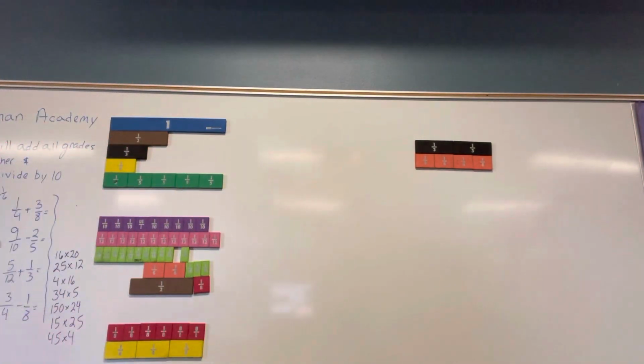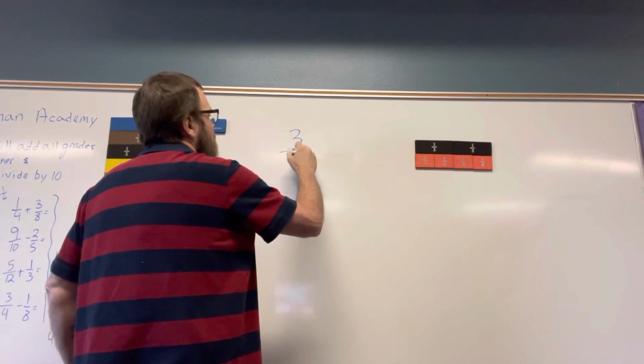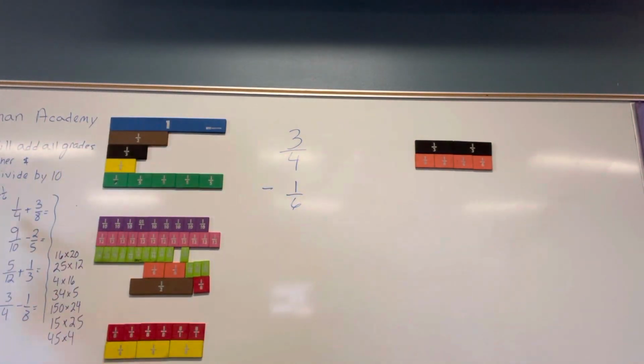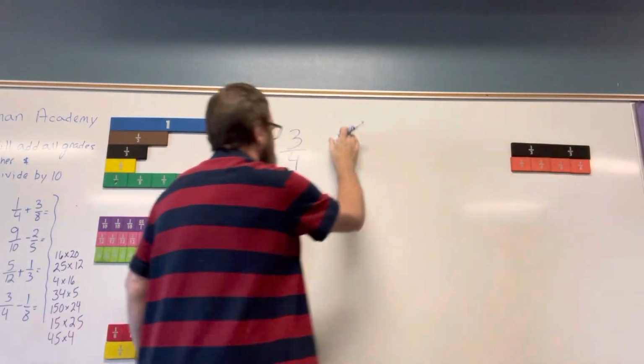Second problem, let's do 3/4 minus 1/6. And again, I like to write them down vertically because it gives me the room beside it to actually do my work.